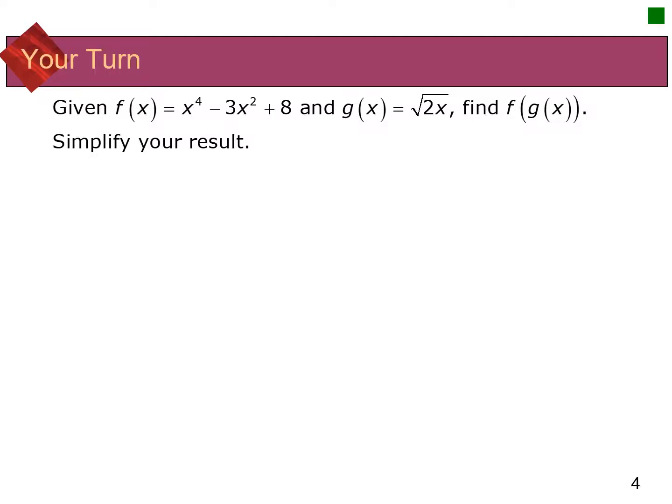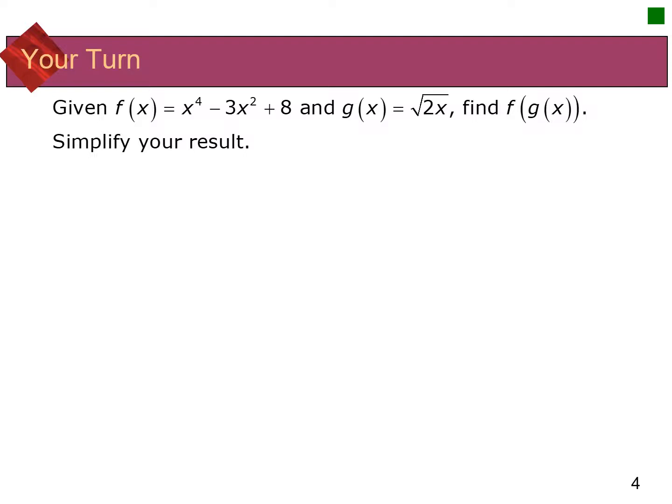So for your turn, your example, you were given that f of x was equal to x to the fourth minus 3x squared plus 8, and that g of x was equal to the square root of 2x. So again, you were asked to find f of g of x. Always be aware of what order the functions have to come in, because sometimes you might be asked for g of f of x, or they might have other letters for the functions. You always want to pay attention to that as well.